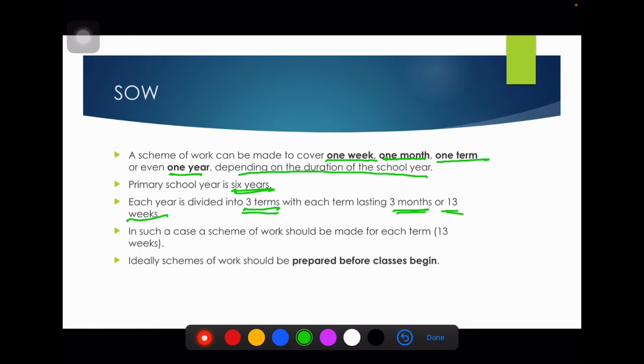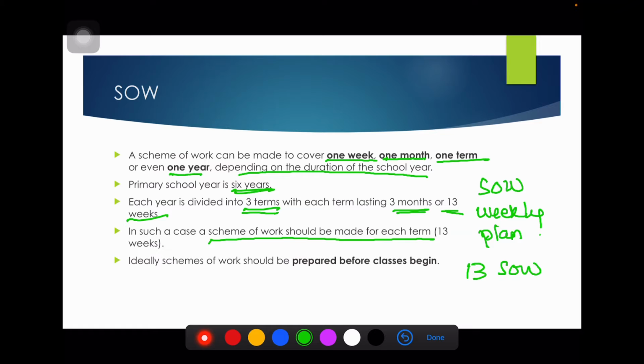So teachers will be doing weekly planning. That means your SOW is a weekly plan. In such a case, a scheme of work should be made for each term. That means 13 weeks, you will have 13 SOW. Ideally, schemes of work should be prepared before classes begin.